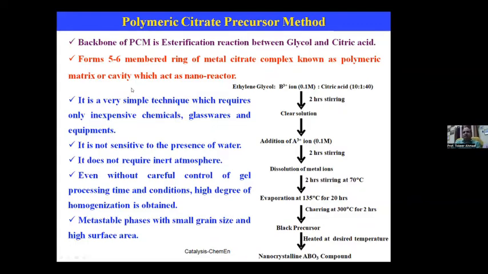This polymeric citrate precursor method is a very simple method because it doesn't require expensive chemicals, glassware, or equipment. This method is not sensitive to the presence of water. It does not require any inert atmosphere, even without careful control of gel processing time and condition. A high degree of homogenization is obtained. And this is the schematic or the flow diagram for the reaction steps, showing how to get the various nanostructures by using the polymeric citrate precursor method.